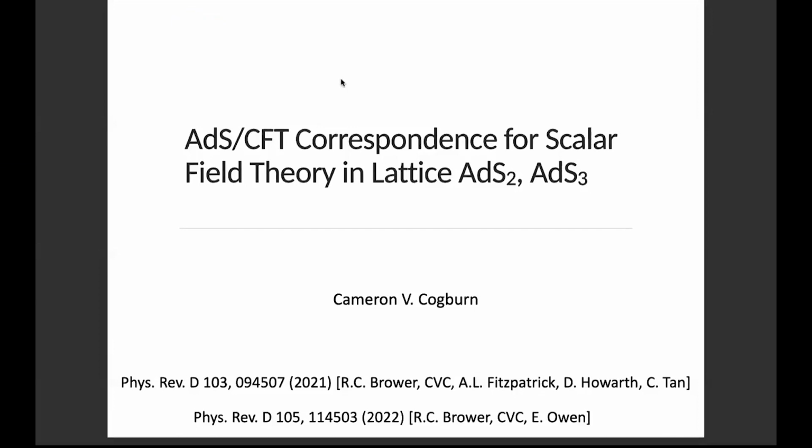So, I'm going to talk today about the AdS-CFT correspondence for scalar field theory in lattice AdS2 and AdS3. And it's based on these two papers down here, done with Rich and collaborators, mostly at BU.